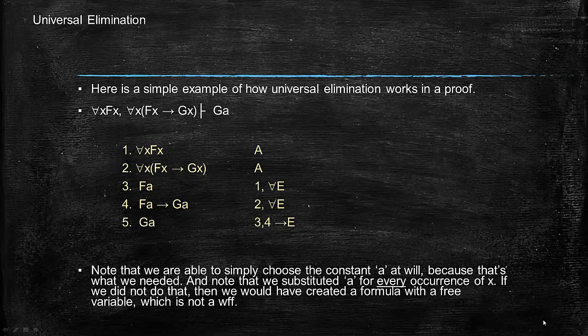All right, so just to emphasize what we've already said here, remember that we're able to choose, with universal elimination, any constant we want, and normally we're going to be doing that intelligently by going for some constant that we need. And secondly, note that when we do substitute a constant, we do it for every occurrence of the variable. So, for example, on line 4, it would not have been open to us to leave an x there. We could not have written, for example, if Fa then Gx.